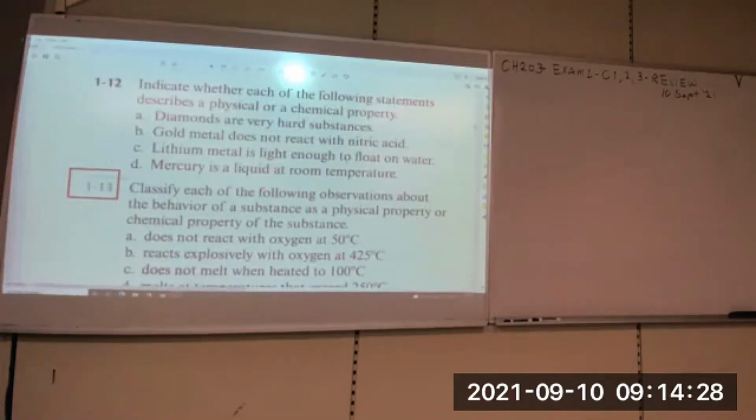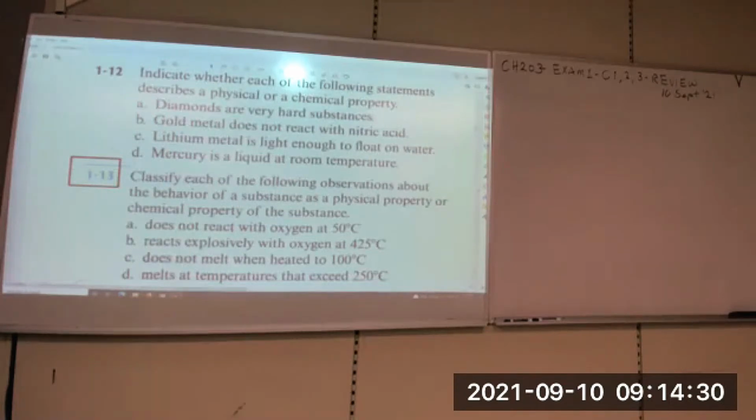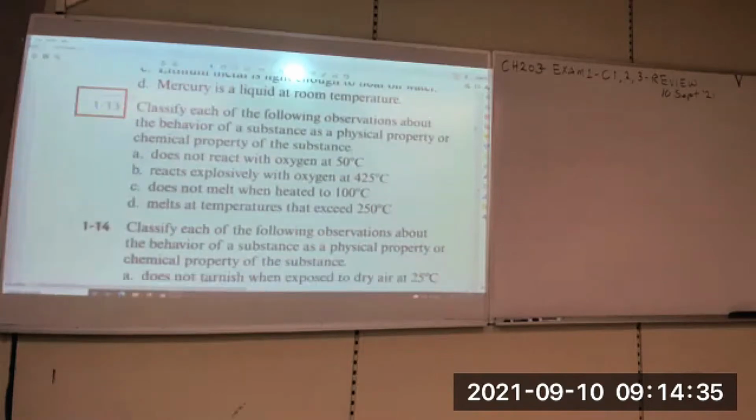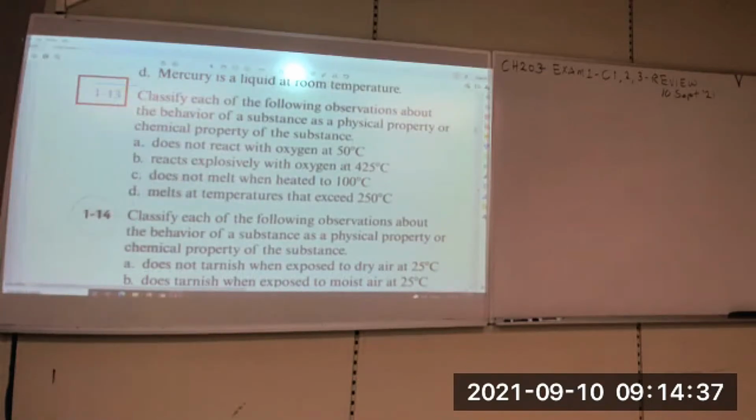I think I've got the red boxes. Those should be the ones that I told you to do, right? Yeah. That looks familiar. Okay, good. I just have to keep coming over here and scroll.